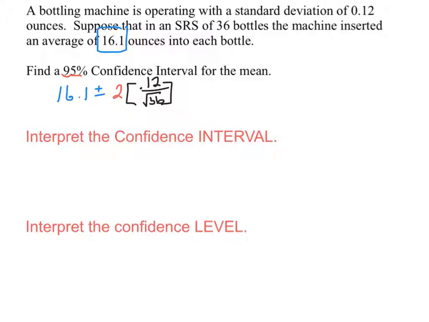So we do standard deviation over the square root of sample size. So what this comes out to be, if you calculate it, is 16.06 to 16.14. So there's our confidence interval.